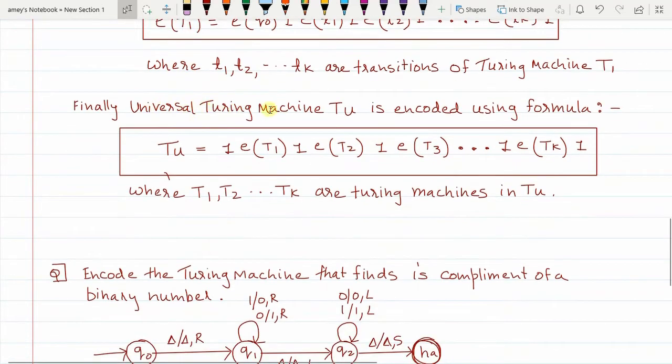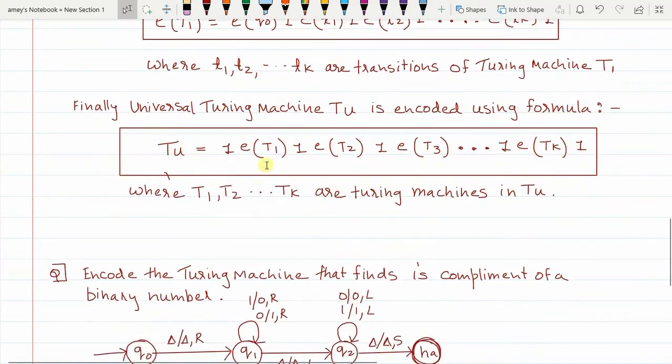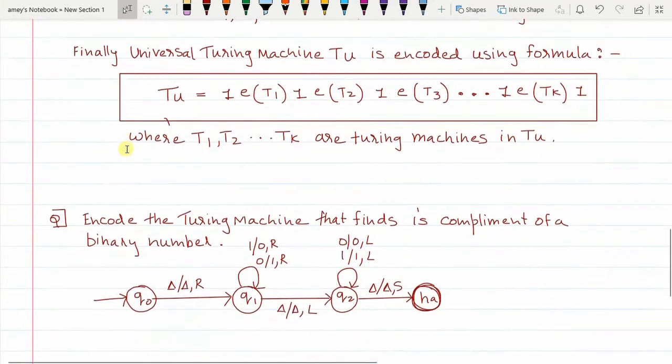Finally, the universal Turing machine, which contains different Turing machines, can be encoded using the following formula. You write 1, then encoding of T1. You know this formula, it encodes the Turing machine T1. That big string that you get, you write here. Then again 1. Then in the same manner, encoding for the second Turing machine T2. Then again 1. Then encoding for the third Turing machine T3, and so on. Finally encoding for the last Turing machine Tk, ending with 1. So this is the formula that you use to encode the universal Turing machine itself, where capital T1, T2, T3 up to Tk are the individual Turing machines present in Tu.